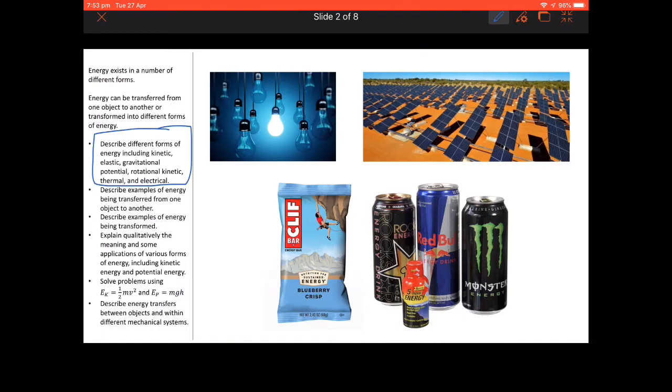Solar energy is captured to form electrical energy, so it's the electromagnetic energy from the sun that is then stored and converted into electrical energy to power our world. Energy in food and drink is stored in the molecular bonds, and if you're doing bio, if you haven't already, you'll touch on how this energy is accessed by the body.